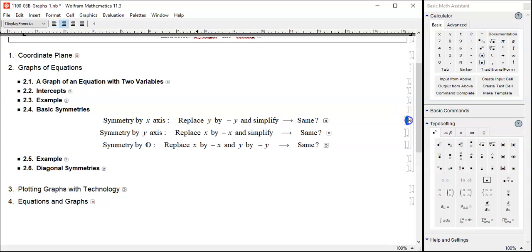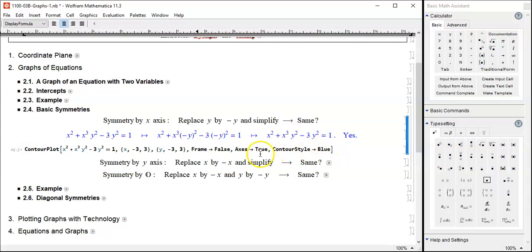Let's see some examples. Okay, here we go. X squared plus x cubed y squared minus 3y squared is equal to 1. Okay, let's say this curve is here. Before showing you the picture, let's do some algebraic work. Let's check symmetry with respect to the x-axis. How do we check? Replace y by negative y. Here's another y here, so that becomes negative y. And then simplify. The negatives both disappear because we have even powers.